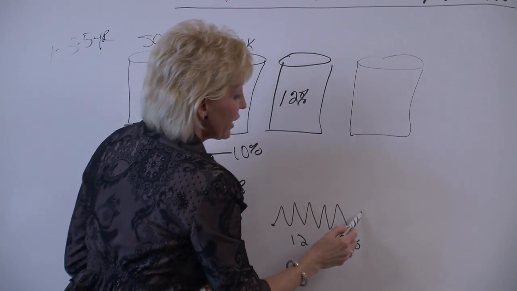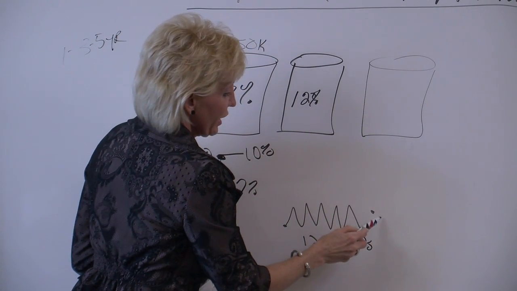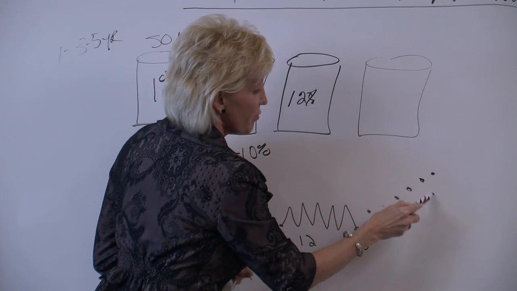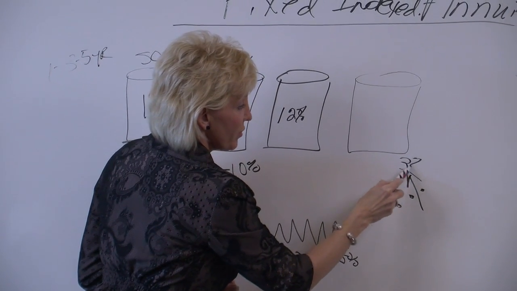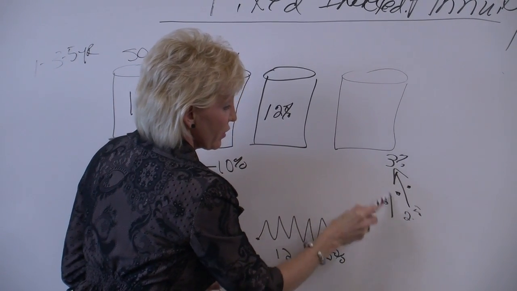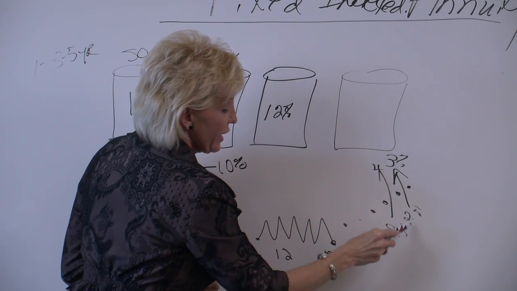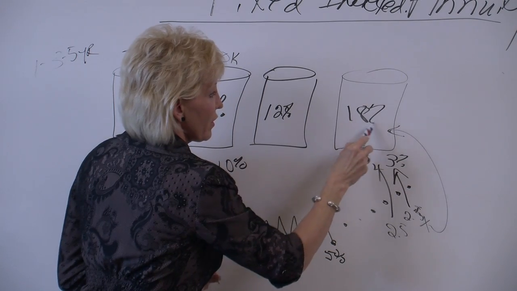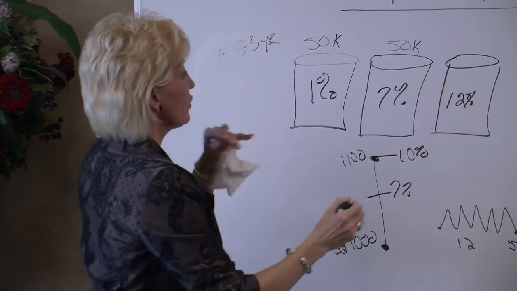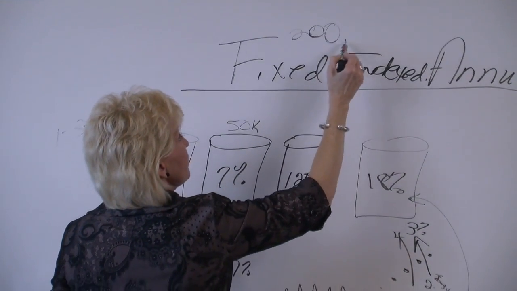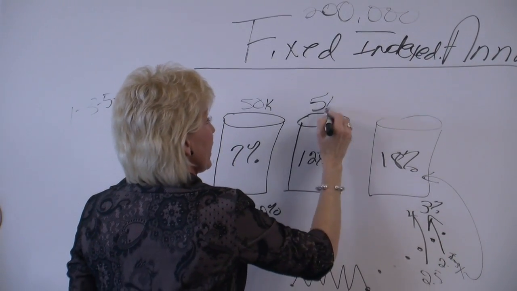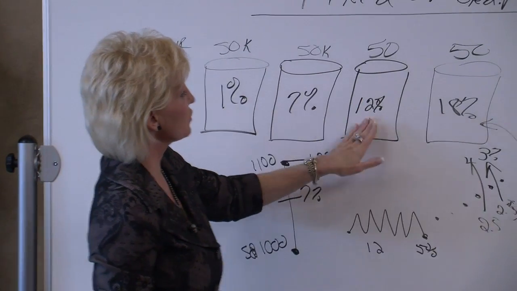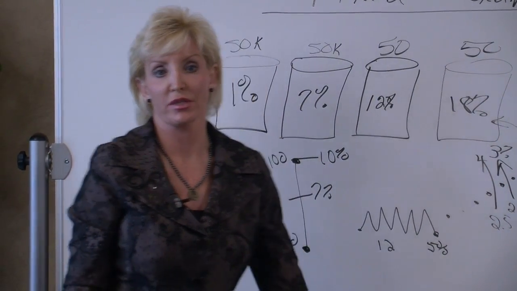Okay, so what they do here in this one, this is called a monthly, and they take a snapshot of the index every month, and as it goes up, however much it goes up, you get a percentage of that. Goes up 4%, you only get a percentage of that. And at the end of the year, they add this up and add this to your account. So you had $200,000. You put $50,000 in each bucket. You're going to make 1% on some, 7% on some, 12% on some, and 18% on some.